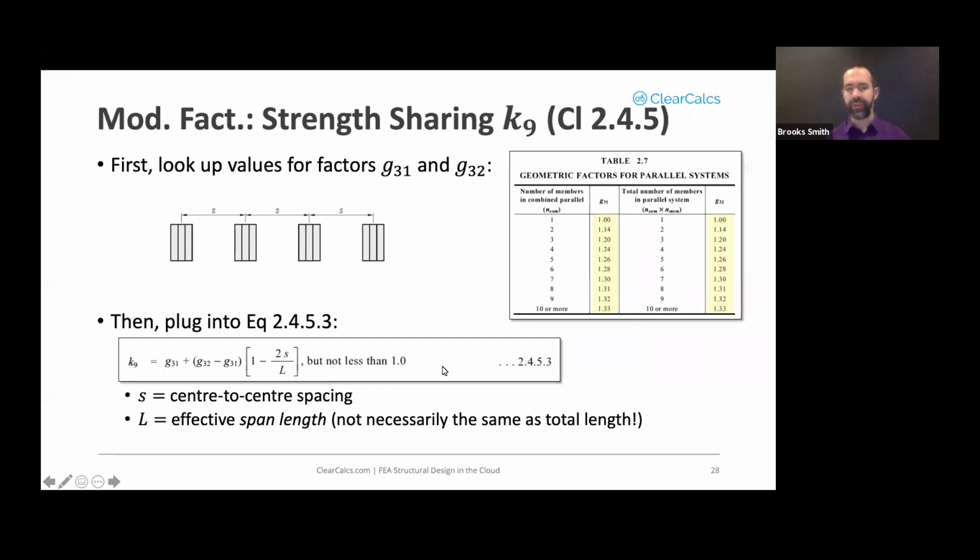The other parameters in this equation: S is the center-to-center spacing of your parallel members, and L is the effective span length. Just to note, that's a span length. It's not necessarily the same thing as the total length of your beam. So just make sure you're using the span length when you're calculating this.